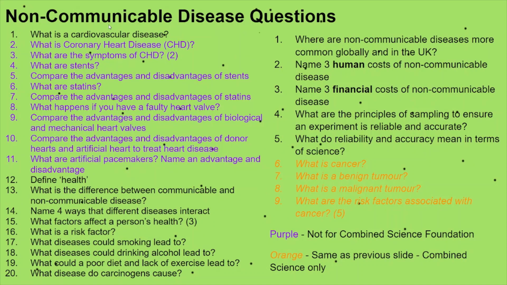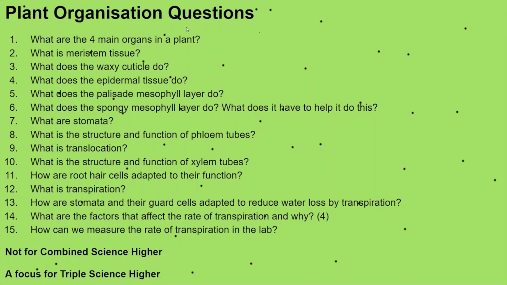The non-communicable diseases questions, these purpley blue ones, they are not for Combined Science Foundation, so that's all of the coronary heart disease questions. And the cancer questions are the same orange because they are Combined Science higher and foundation only, and not for Triple Science. Finally, the plant organization questions, Combined Science higher, you don't have to worry about any of these at all, they won't come up, and these will be a focus in the Triple Science higher exam.